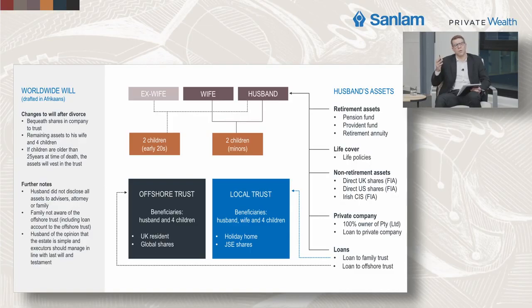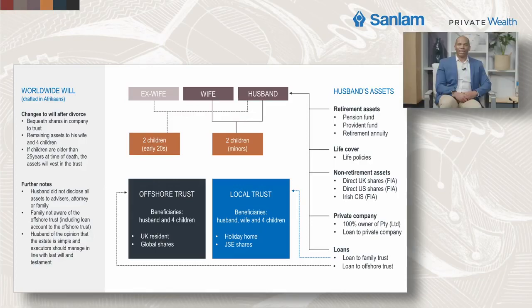And then just a couple of further notes there. The husband did not disclose all assets to his advisors and attorneys or family over the period of his existence and the accumulation of these assets. And as I said earlier, the family is not aware of this offshore trust. So that's something we'll touch on in a bit. And then as we always see with these clients, they think that, in their personal opinion, there should be an easy wind-up of the estate. And his last will and wishes is that all of these assets should be dealt with as written in the will. That is the typical type of client we sometimes deal with.